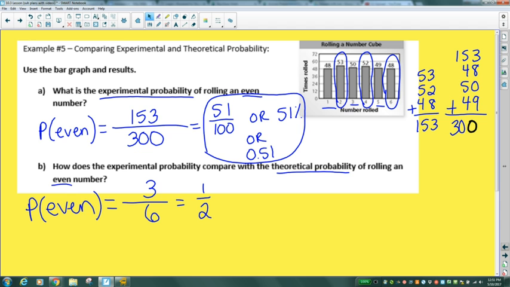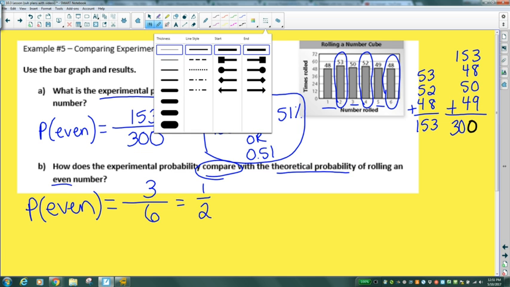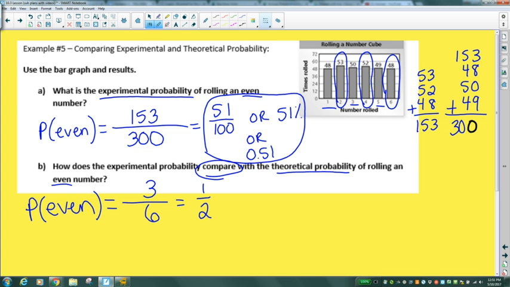And now I need to compare it to what I got in A, the experimental. And if you look, they're really close. 51% and 50% are pretty darn close. They aren't exact, but they are close. And actually, my experimentally is slightly higher than the theoretical.